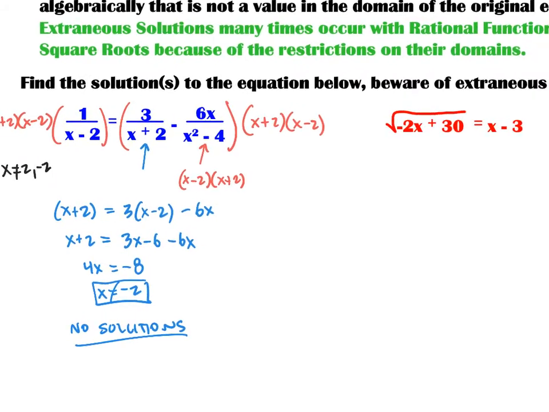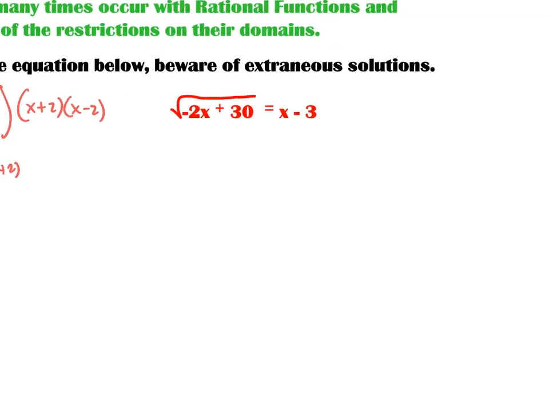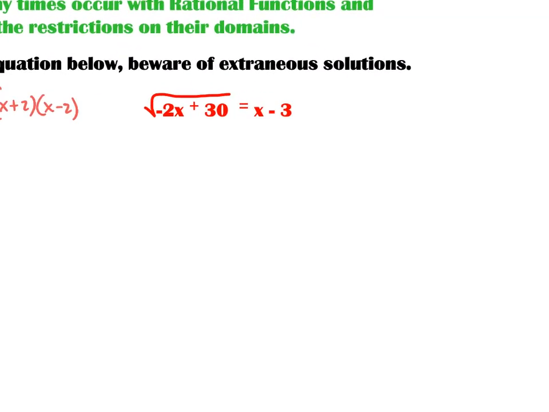Okay, let's move on to the second part. Again, I see a square root. I'm going to go ahead and square both sides. You always want to get that square root alone. We'll see that come up in a problem coming up here soon. So I would get negative 2x plus 30 is equal to x squared, I'm just foiling this out, minus 6x plus 9.